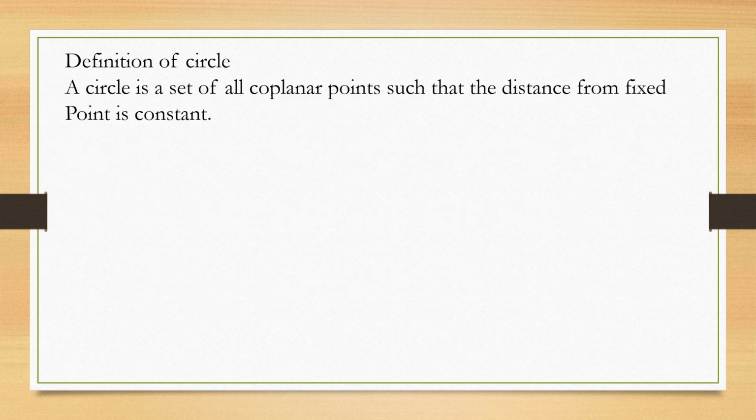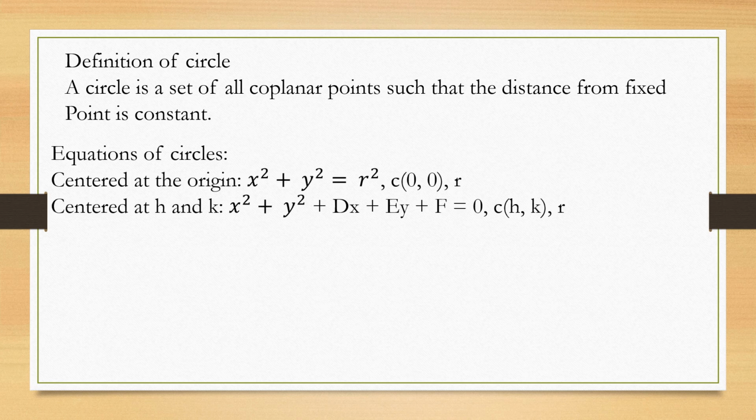Okay, so we have here the definition of a circle. A circle is a set of all coplanar points such that the distance from a fixed point is constant. The fixed point refers to the center point, and the distance from the fixed point is what we call the radius of the circle. Let us have here some equations of circles.